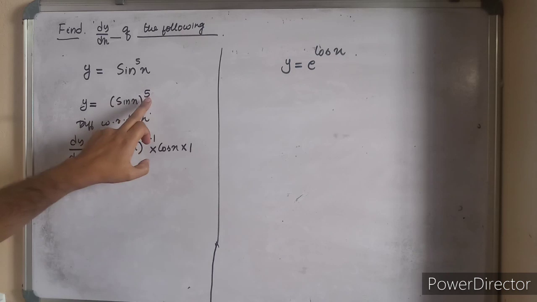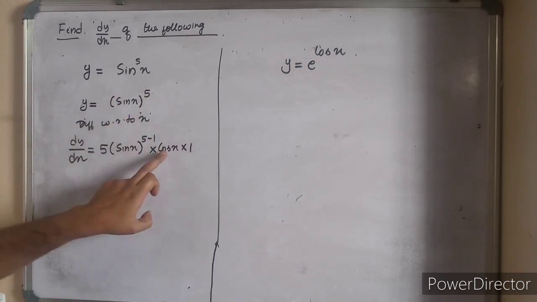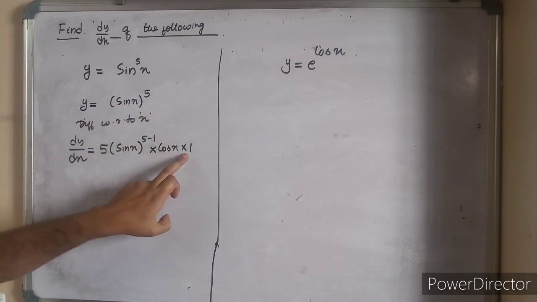Now what I did over here: first the power, x to the power n. Next is sin x, the derivative of sin x is cos x, and the derivative of x is 1.